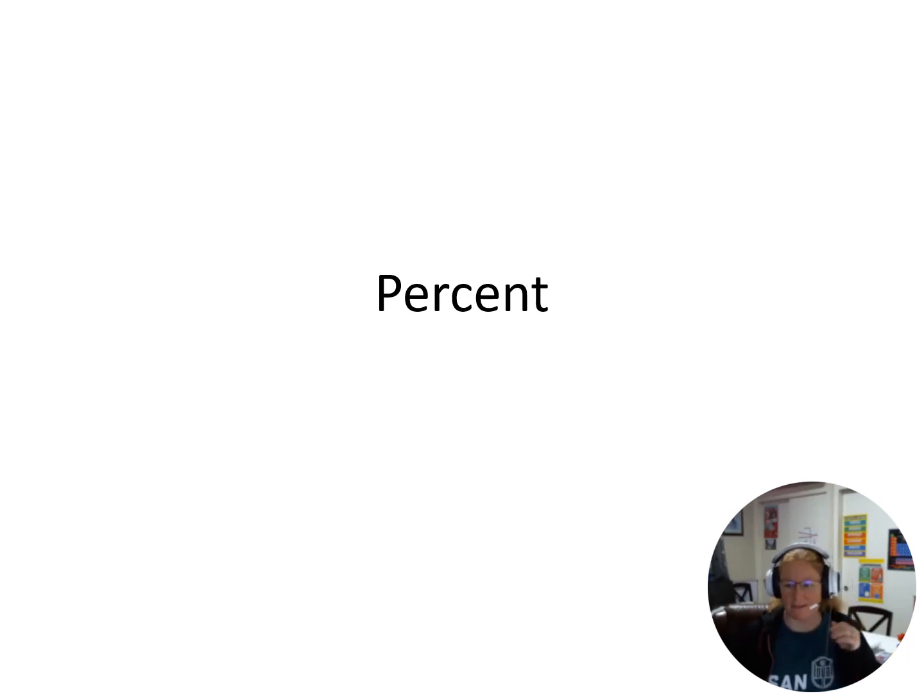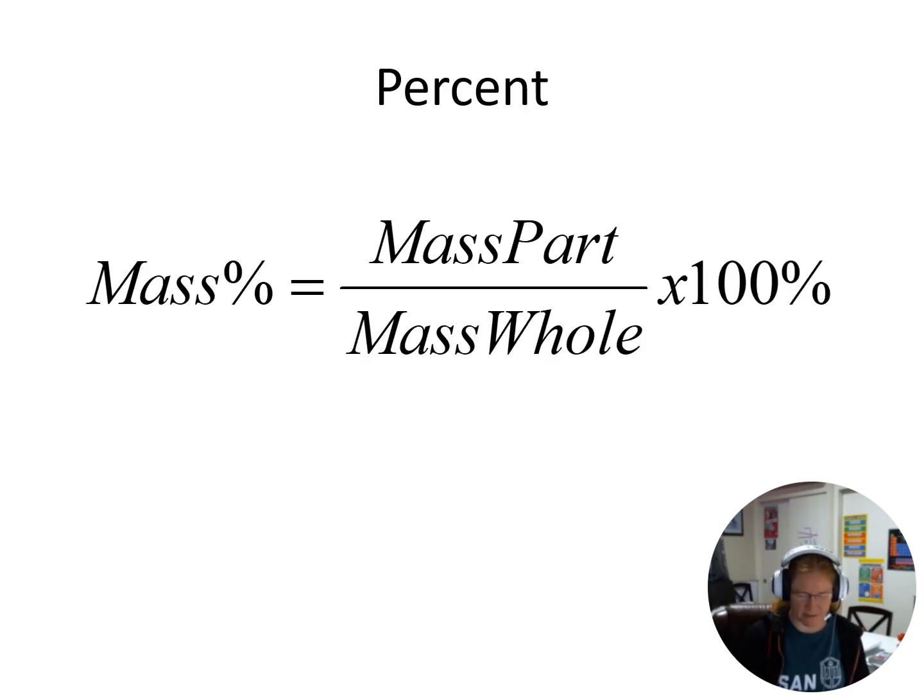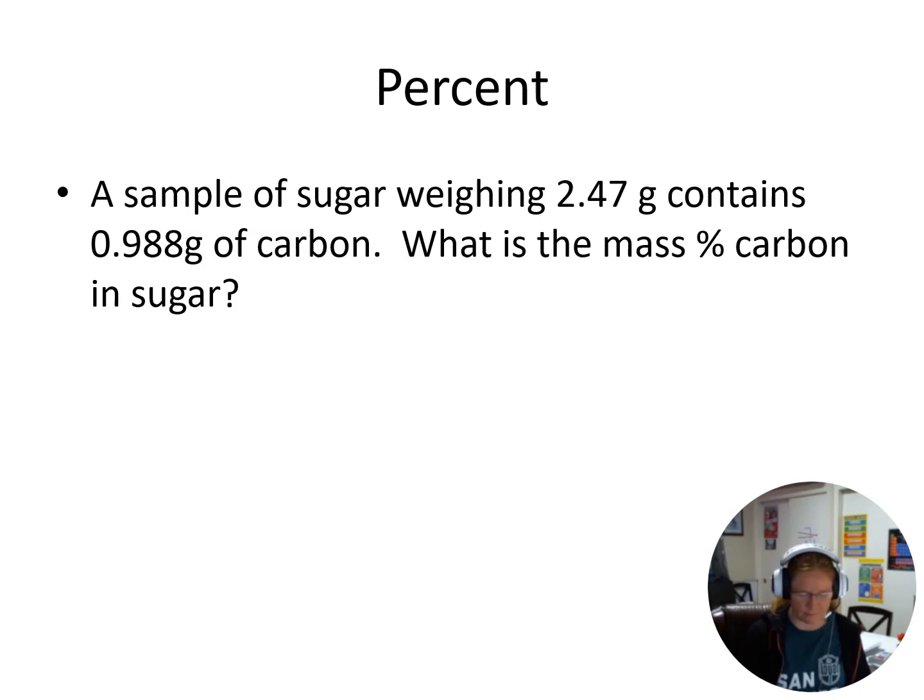All right, so percent. Hopefully you have dealt with percentages before, but the basics behind percent is that mass percent of something is the mass of the part over the mass of the whole times 100. So we can get the percent of something, or we're also going to see that we can use the percentage of something as a conversion factor. Let's first just get comfortable with the concept of the percent, and do a little bit of practice of this mass of part over mass of whole.